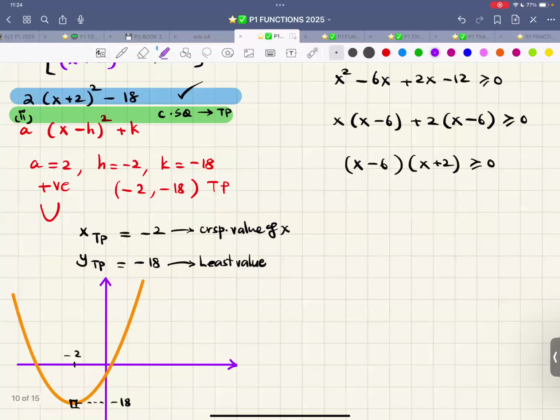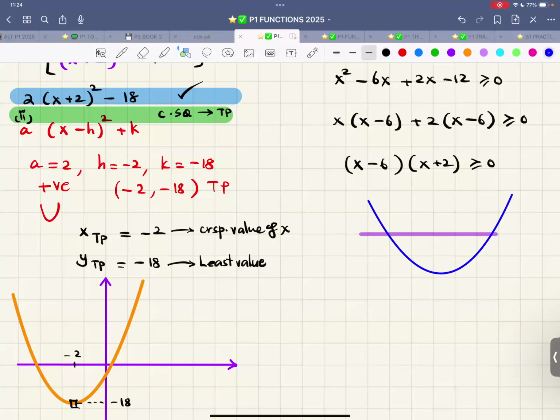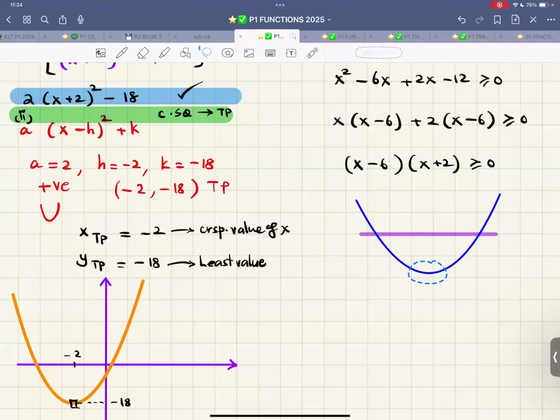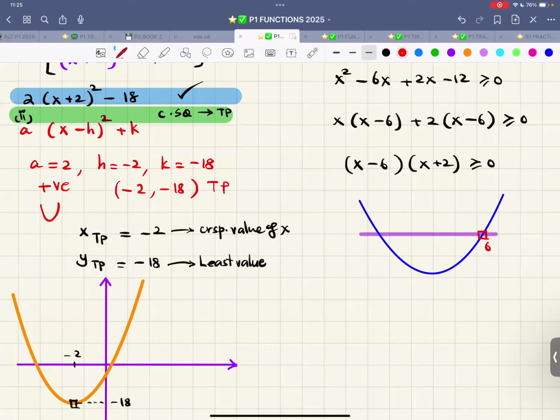And now what do we do? We draw a small sketch. So over here, a sketch will be drawn, and we have to mark the roots. So the roots are what? Minus 6 is giving me plus 6. Minus 6 is done. Plus 2 is giving me minus 2. We are interested in greater than or equal to 0. That's the region above the x-axis.